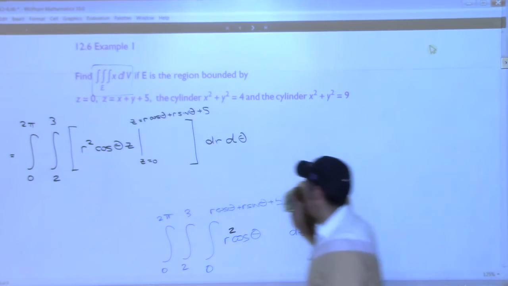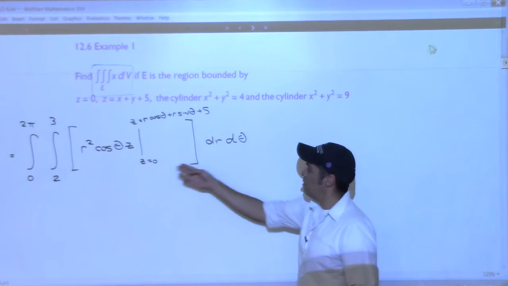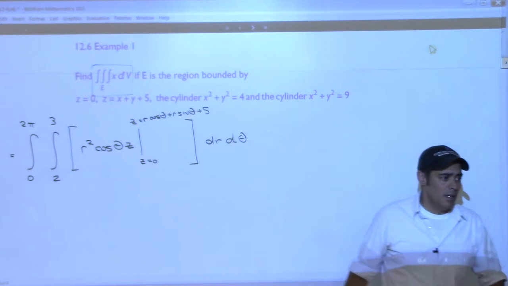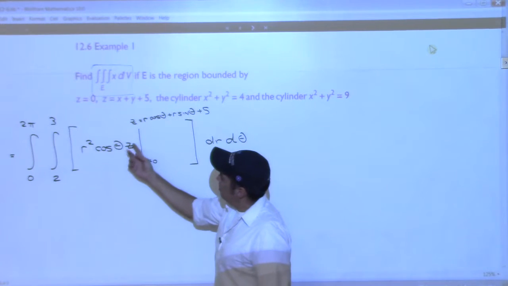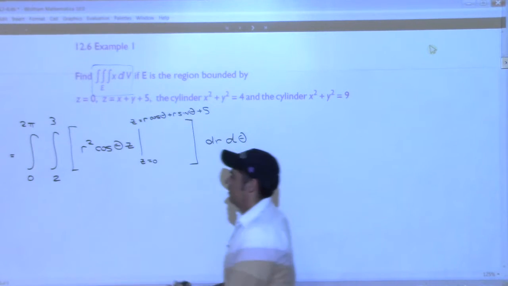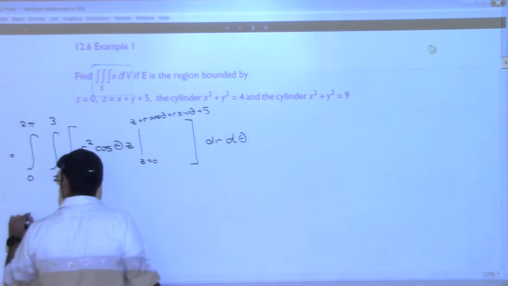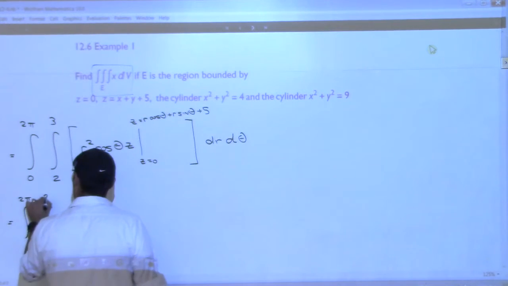So the good news is that when we plug in 0, it's nothing. This one going in kills everything off. So all I really have to do is rewrite this with that being that. Okay. Integral 0 to pi, 2 to 3.